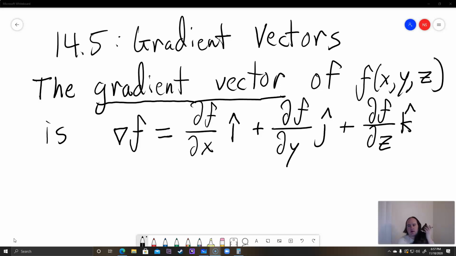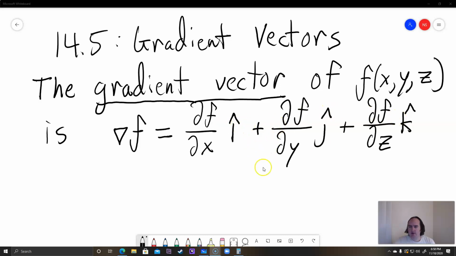The gradient vector of a function f of x comma y comma z is written as gradient of f, which looks like an upside down triangle. Actually, it's called del, not delta. Delta is the right side up triangle. So del of f equals partial f partial x times i plus partial f partial y times j plus partial f partial z times k. So it's actually a vector function.